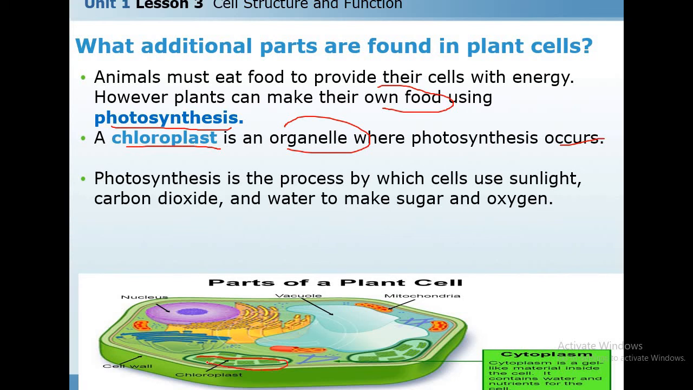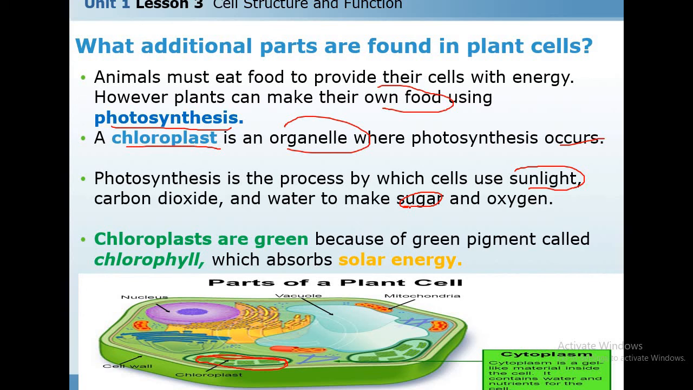This one is called the chloroplast. Look, the green colored one. Photosynthesis is a process that uses sunlight. In the presence of sunlight, plants take carbon dioxide from the air and water from the soil and give sugar and oxygen. Sugar is the food for the plant.